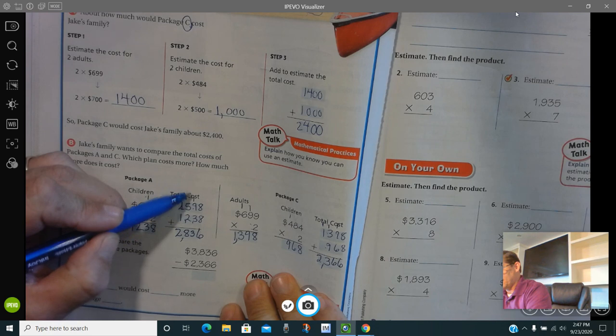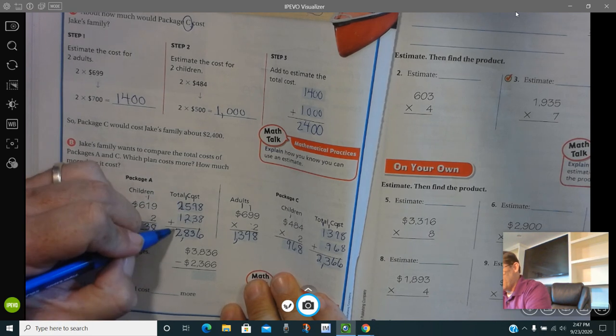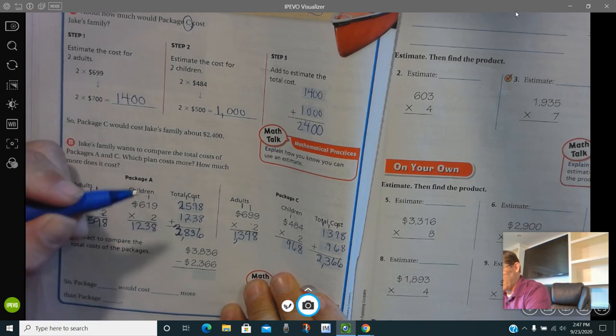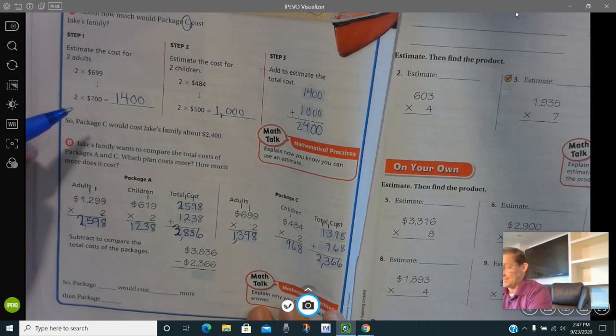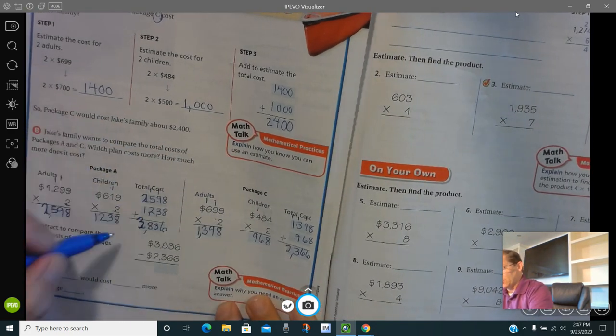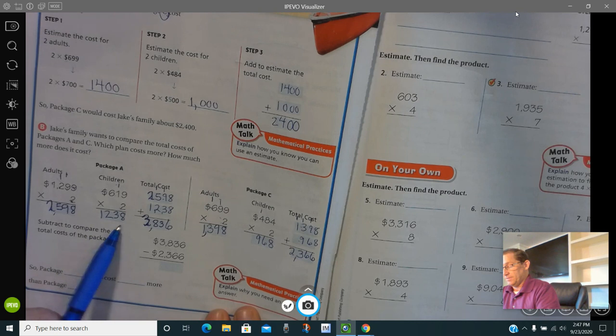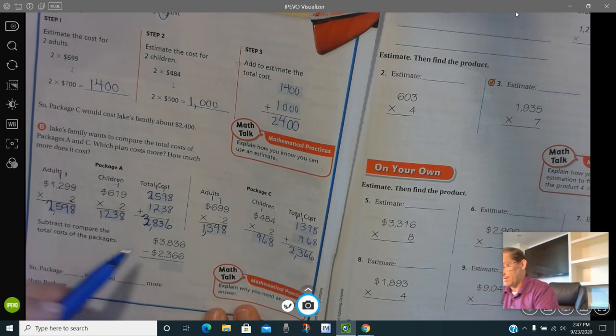So instead of 2,000, we should have had 3,836. So now we can compare them because we have the right numbers. Okay, $3,836 for the package A.